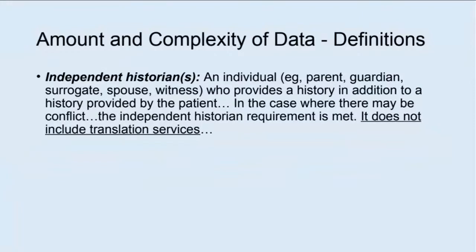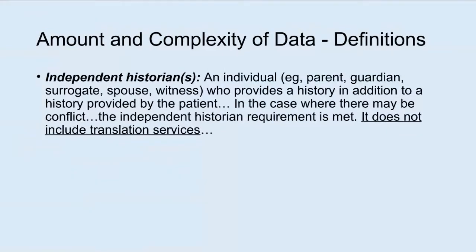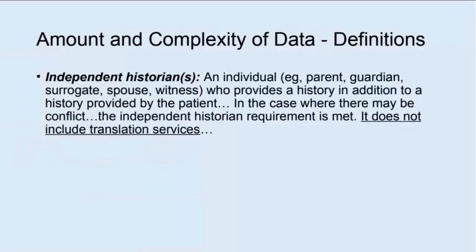They've also added a sentence to the definition for independent historians. They've added the phrase, it does not include translation services. So an independent historian is not just translating the patient's words. It's an individual, patient, guardian, surrogate, spouse, or witness who provides additional history. It's not just translating, it's providing information.